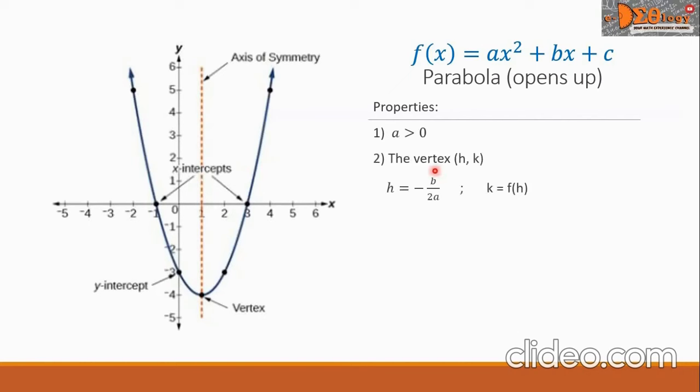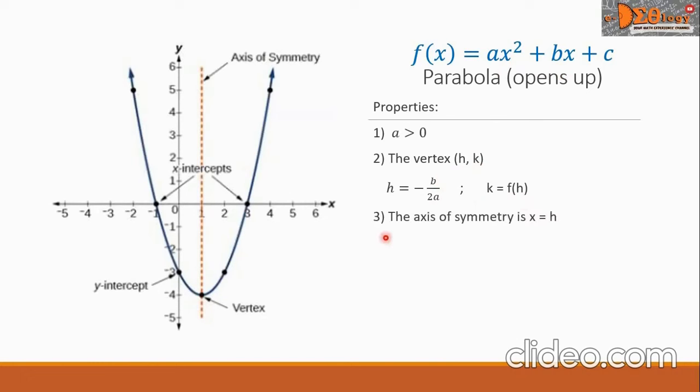Property number 2 is the vertex. This is the vertex, the lowest point of the parabola that opens upward. And the ordered pair of the vertex is h, k. The formula for h equals negative b over 2a. Take note, the b here is the coefficient of x, while the a is the coefficient of the x squared. And the k value equals f of h.